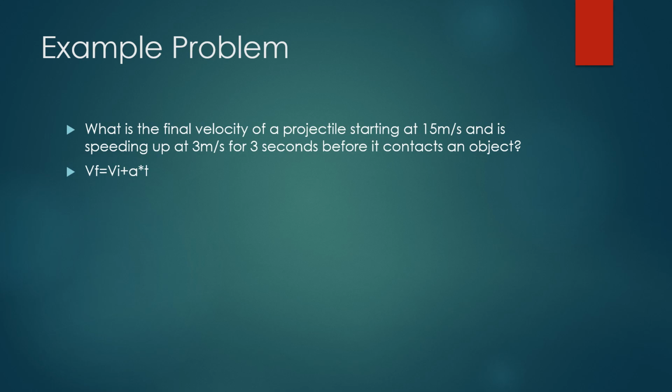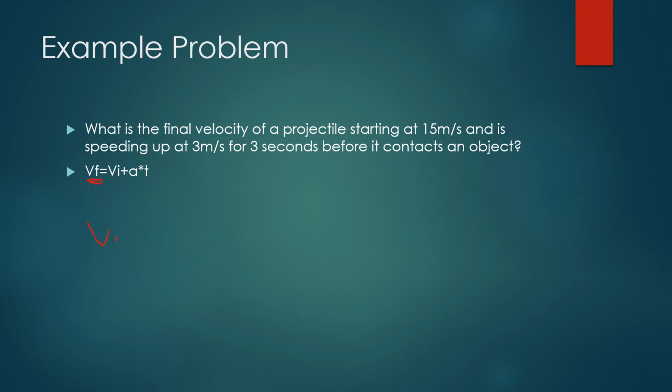So right now we can do an example problem using the previous equations. The first problem that we're going to do is: what is the final velocity of a projectile that starts at 15 meters per second and is speeding up at 3 meters per second for 3 seconds before it contacts an object? So here we're going to look for the VF. We need to find the final velocity.